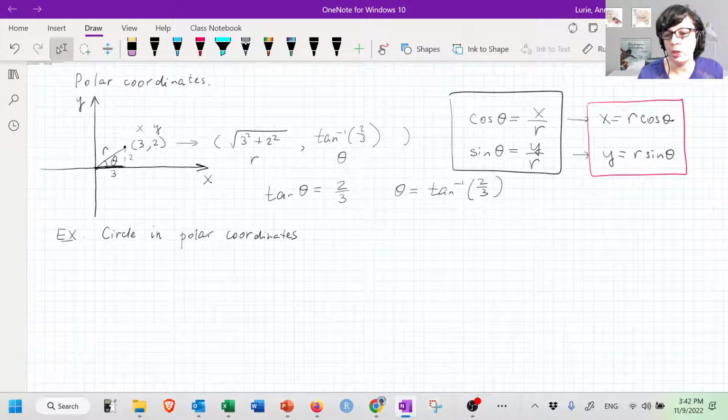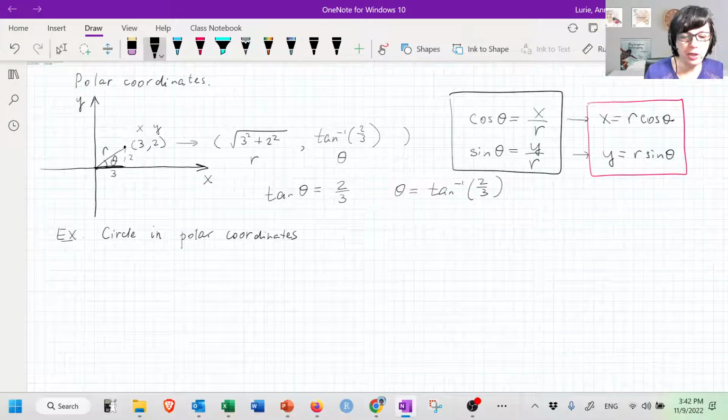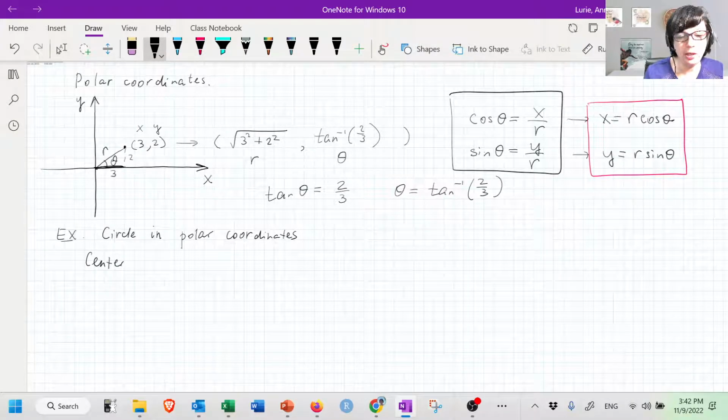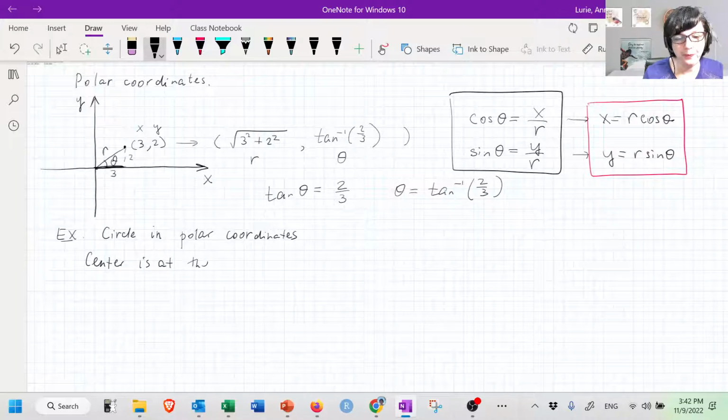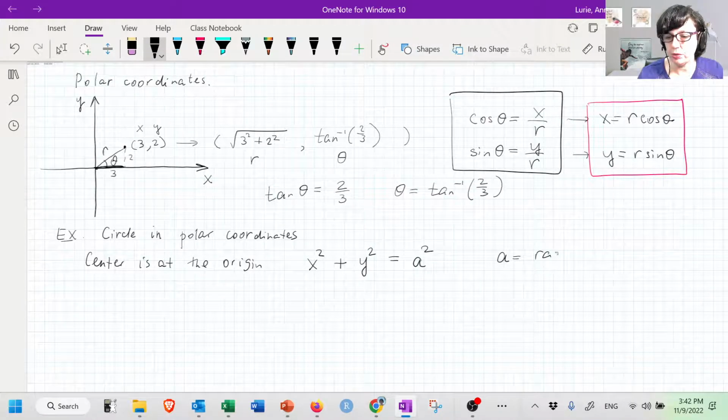I think just from the definitions, from looking at the triangle and just from the definitions of cosine and sine, you get the connection. So generally speaking, if you have a circle, and we're going to assume the center of the circle is at the origin, so that would be 0, 0. We've got the equation of a circle, and you should already be familiar with that. It looks something like this: x squared plus y squared equals a squared. a would be the radius of the circle, right?